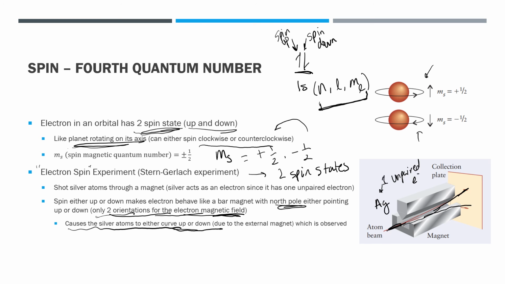So basically the silver atoms either curved up or down, and we only saw 2 different curvatures of the silver atoms. What does this mean? That means that there were 2 spin states. There weren't a bunch of different spin states, or only 1 spin state. If there were a bunch of different spin states, we would see many different curvatures. If there was 1 spin state, we would only see 1 curvature. But there were 2 spin states, so we saw 2 curvatures, which showed that there are 2 spin states of the electron.